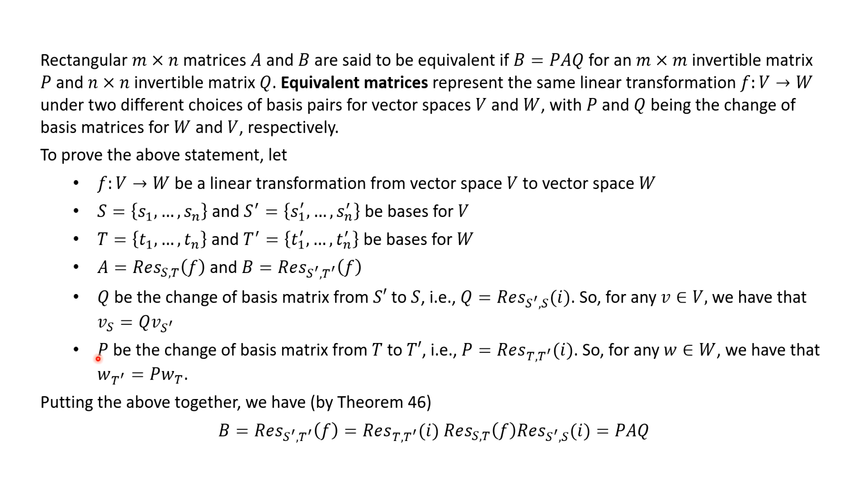And then let P be the change of basis matrix from T to T prime. Notice we're going in different directions here. So P equals the representation of the identity mapping with respect to T and T prime. So for any W in vector space W, we have that W sub T prime equals P times W sub T. And if we put all this together, we have B equals this.